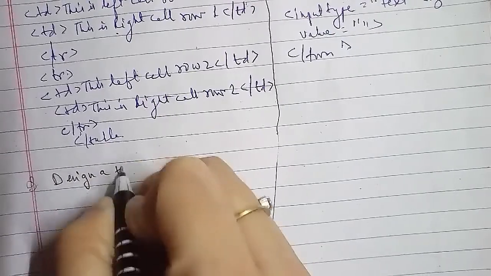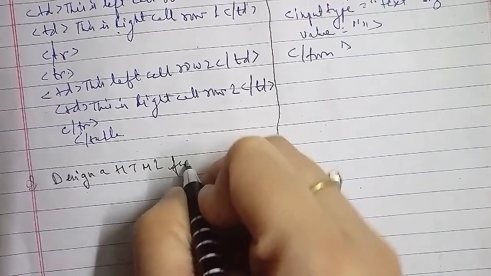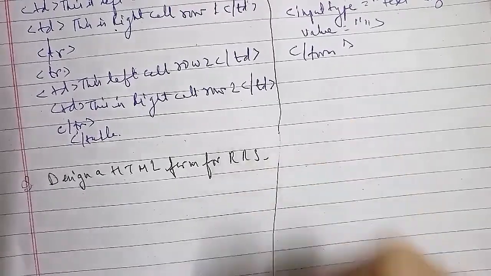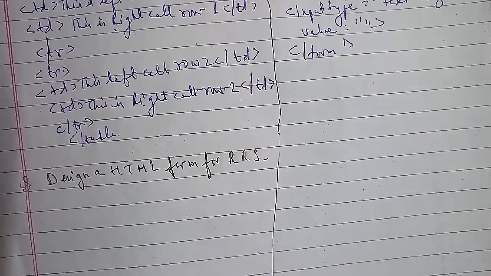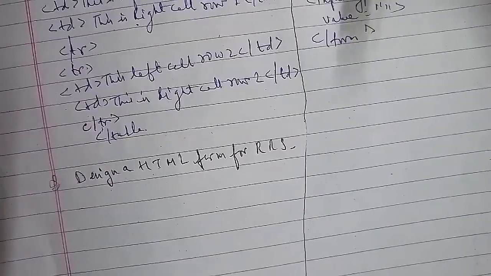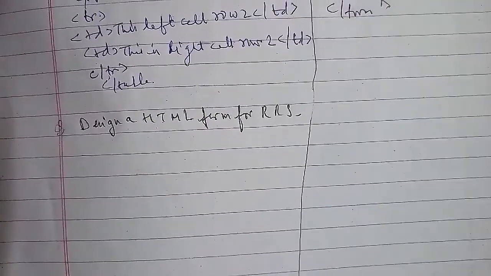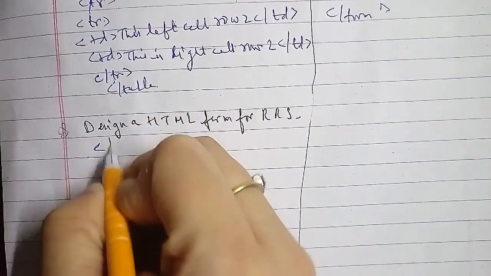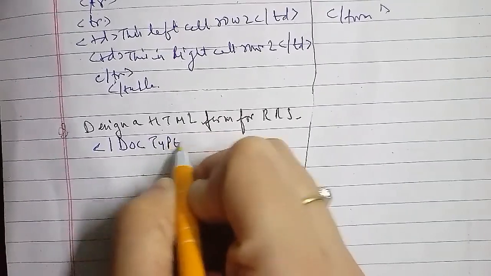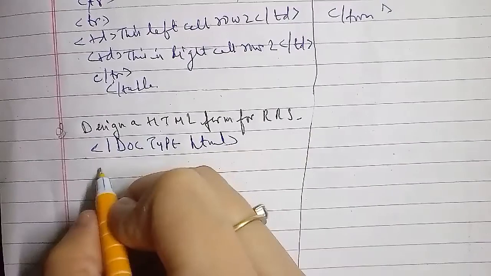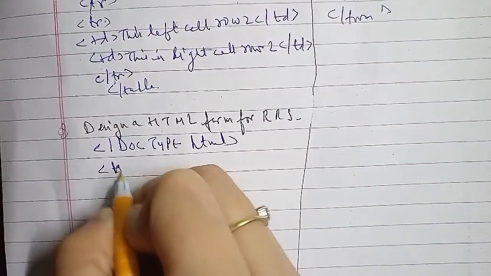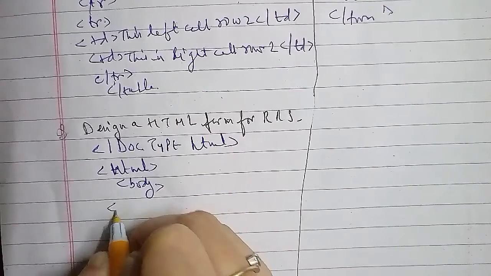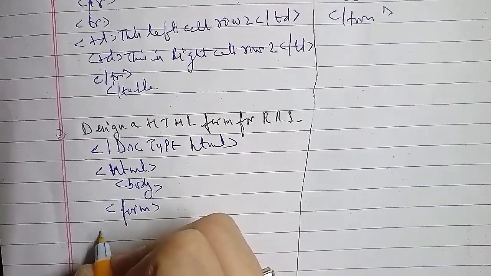doc type HTML, then HTML, body start, then form, H2 railway reservation system, then we will close the H2, then again H3 train details, then we will close the H3 and then after that put a break.